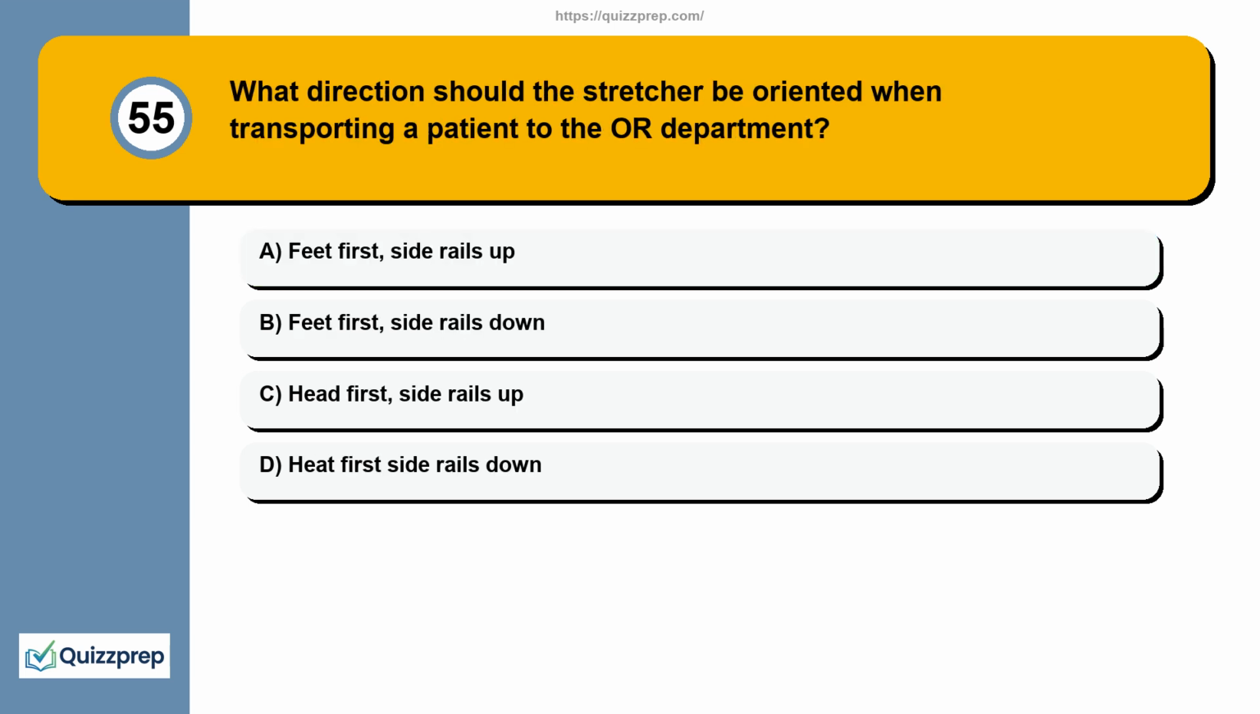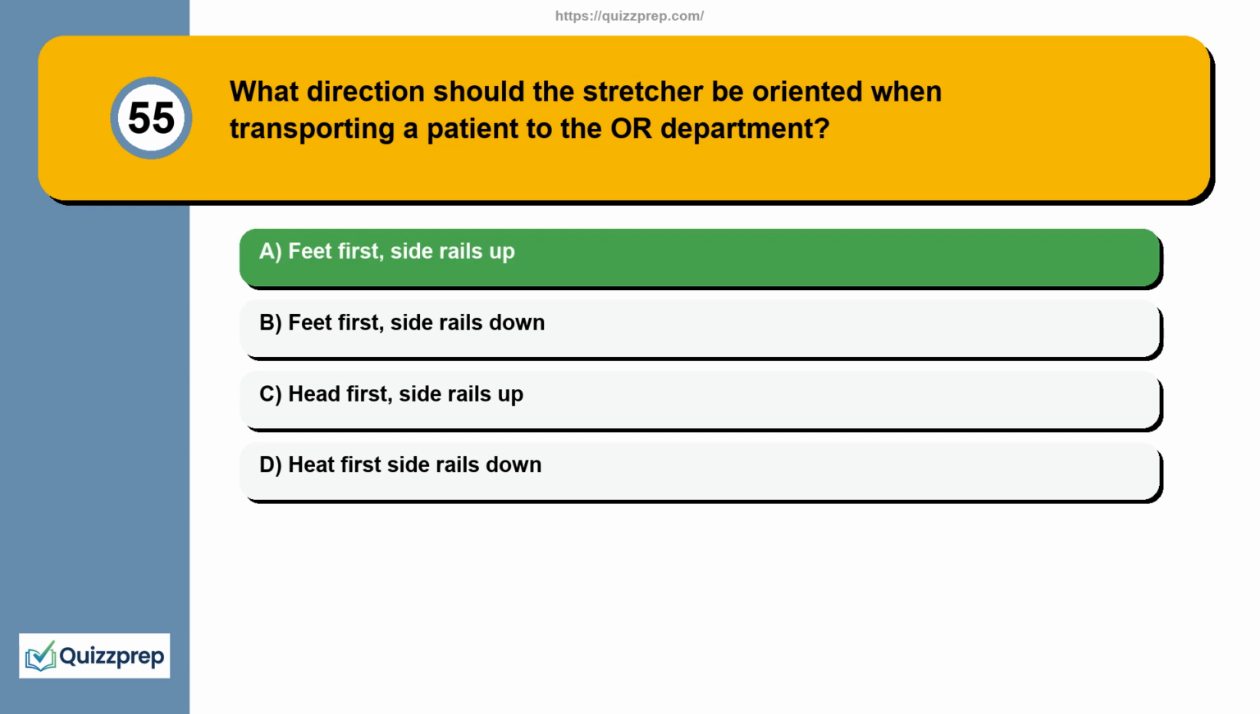Question 55. What direction should the stretcher be oriented when transporting a patient to the OR department? Option A, feet first, side rails up. Option B, feet first, side rails down. Option C, head first, side rails up. Option D, feet first, side rails down. The correct answer is option A, feet first, side rails up.